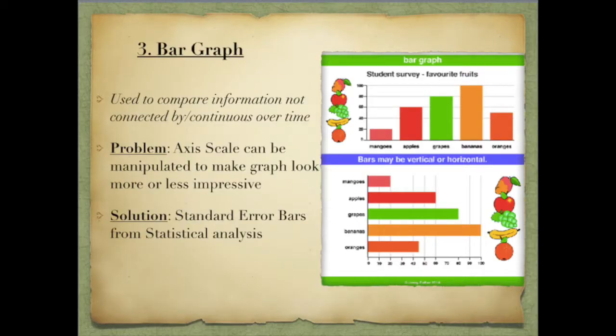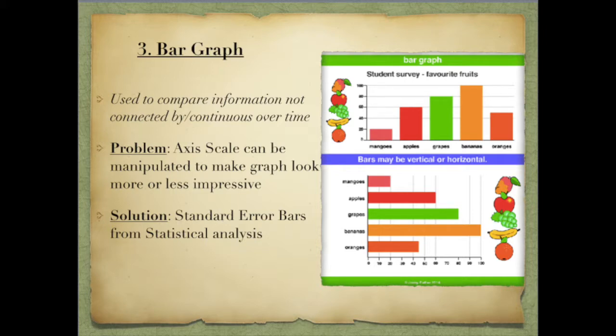And then of course your third choice in graphs is the bar graph. A bar graph is going to be used to compare information not connected by time. Here we have favorite fruits by students. And there's a problem with this. There's 2 versions of this data, same data, but the lower graph is made to look more impressive than the top. And the way they do this is they change the scale. The top graph goes up by 20s, the bottom graph goes up by 10.